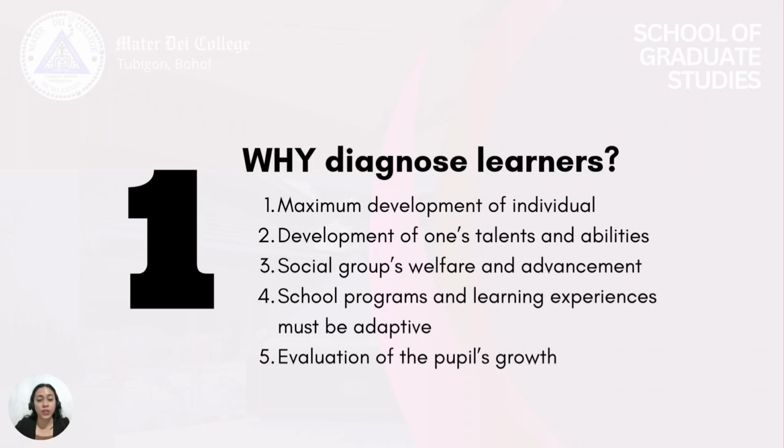Fourth, social programs and learning experiences must be adaptive to the learners. And lastly, evaluation of the pupil's growth must consider his or her capacities, abilities, talents, and potentials.